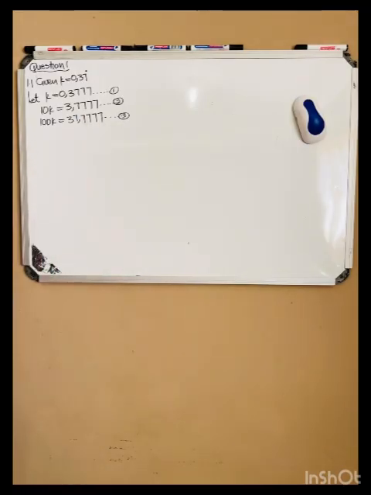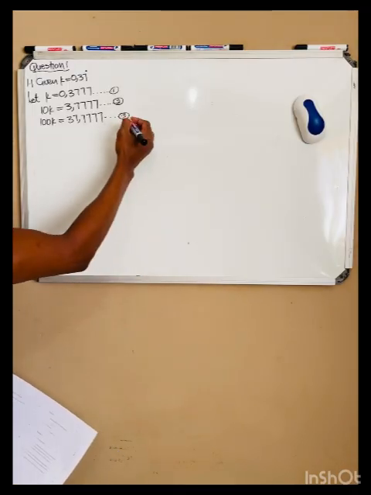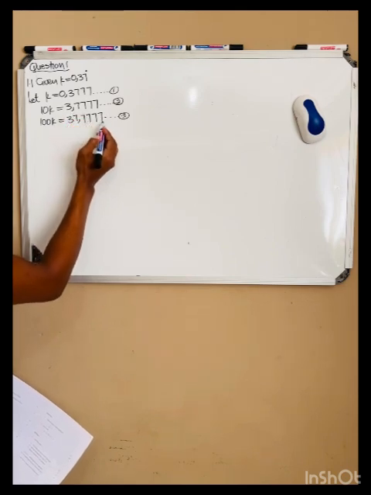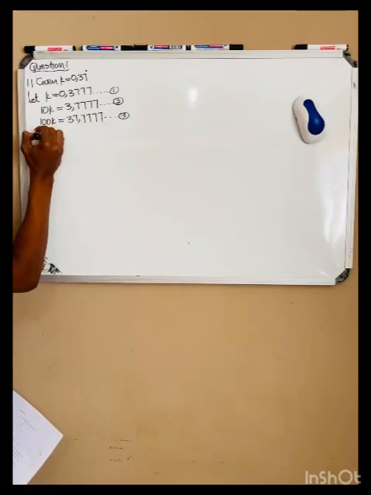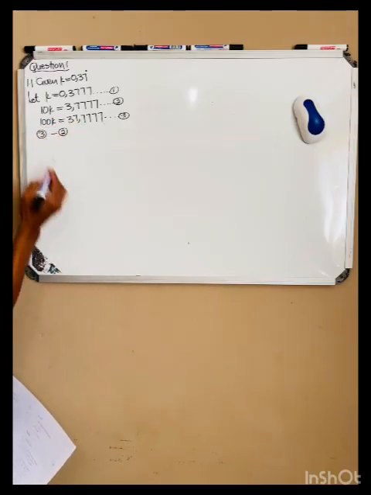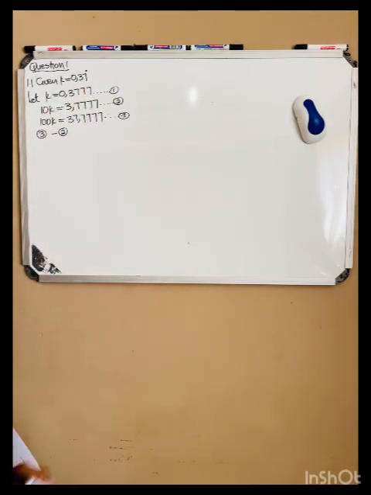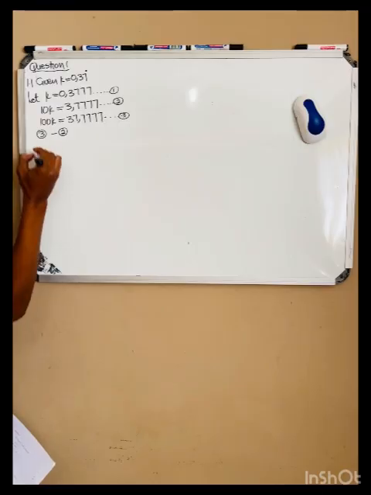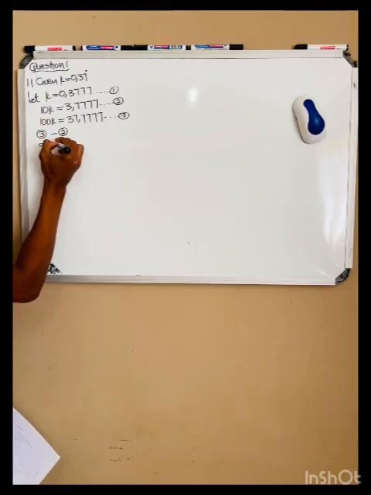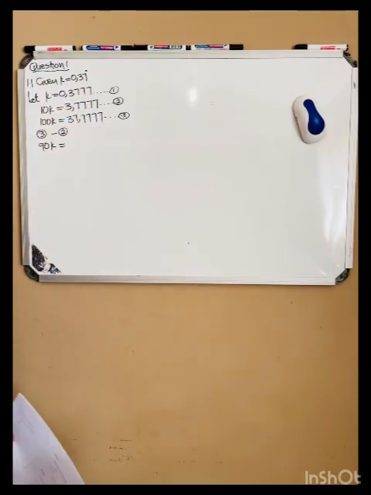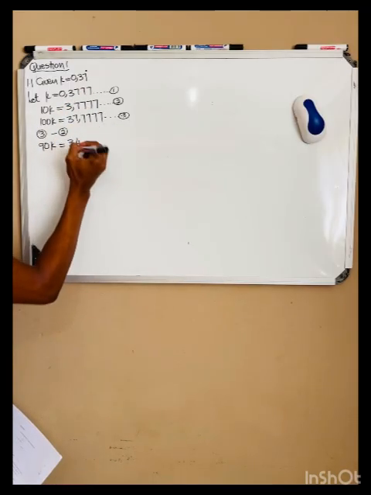Then we compare equation 1, equation 2 and equation 3. Do we have equations that are the same after the decimal point? Yes, equation 2 and 3, because after the decimal point we have 777, even here 777. So I'm going to say equation 3 minus equation 2, because equation 3 is the same as equation 2 after the decimal point. Then 100k minus 10k, you will get 90k. Then 37.777 minus 3.777 will get 34.